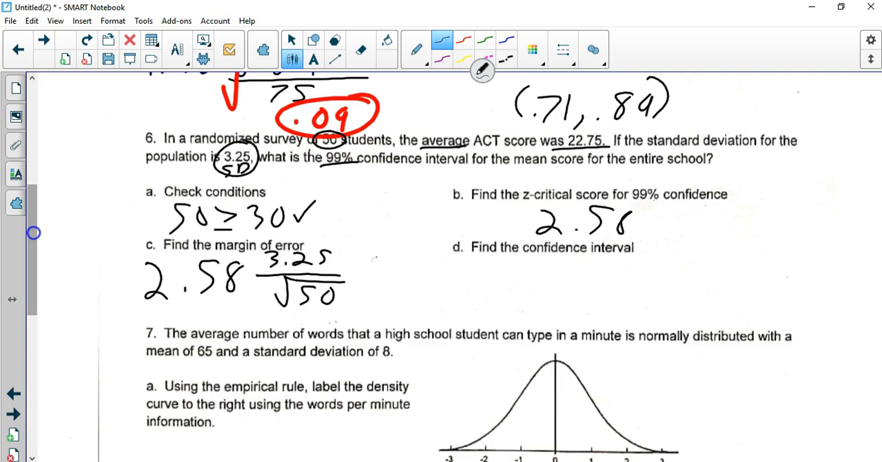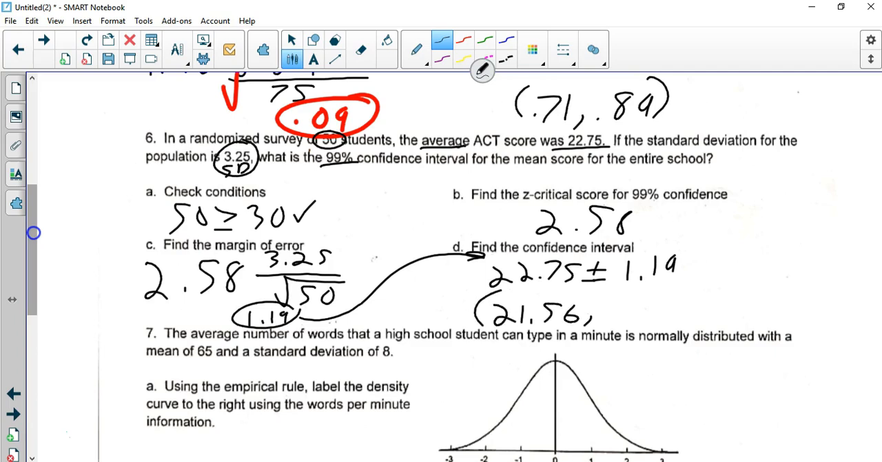Now again, even this is a lot to write, so once I calculate this, 1.19, I can just bring this over here. My confidence interval is that mean, 22.75, plus or minus the 1.19. And that's going to give me 21.56 up to 23.94. So again, it's like $22.75 minus $1.19 and $22.75 plus $1.19. And that's my range.